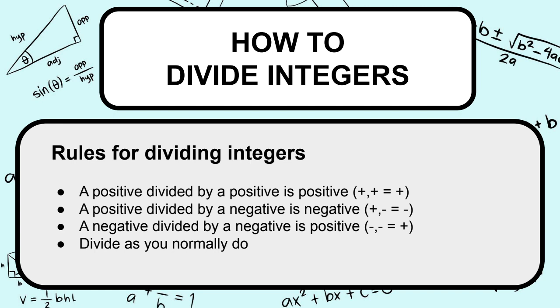answer. And finally, a negative divided by a negative is a positive. I bet you've already thought this in your mind, right? Negative 10 divided by negative 5 equals positive 2. Negative divided by negative is positive. The division itself, like I said, doesn't change. It's just keeping those three rules in mind.